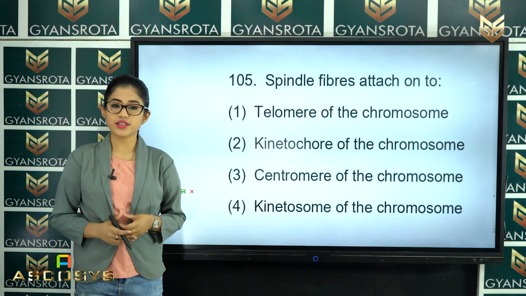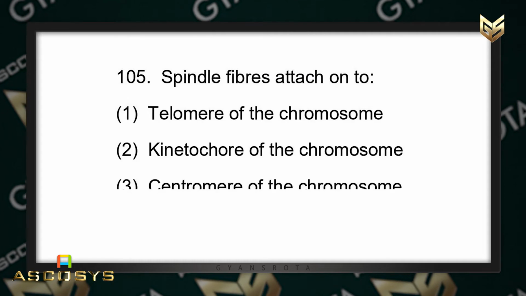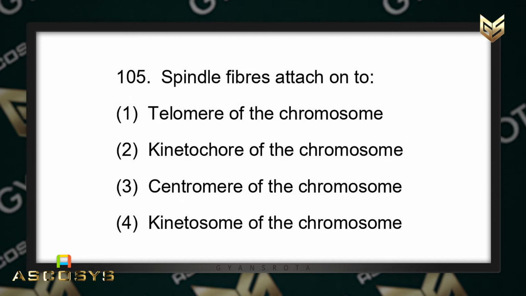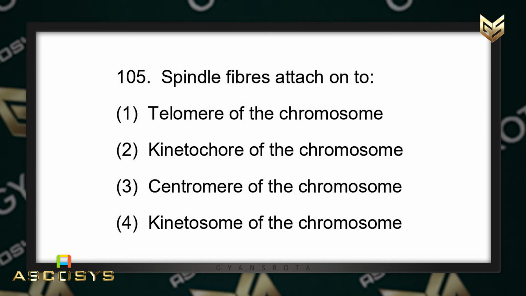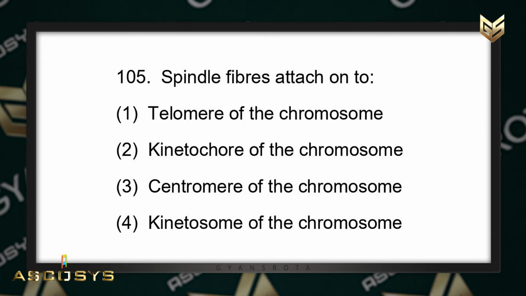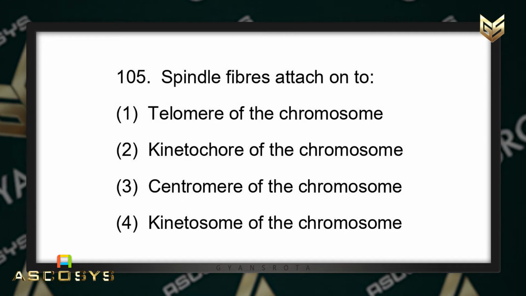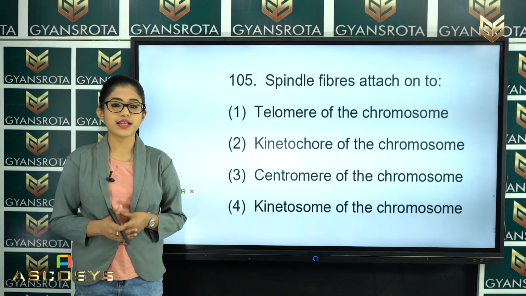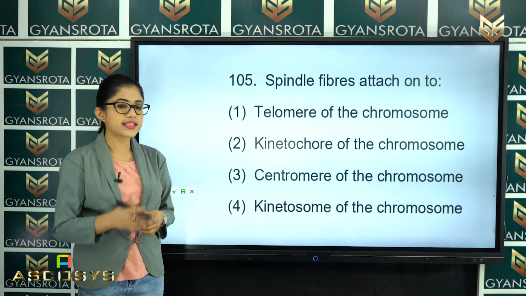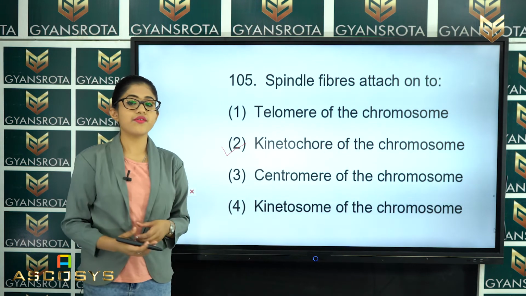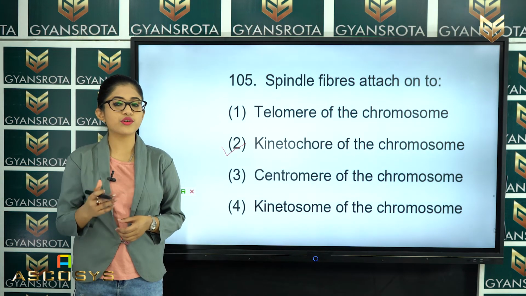Now the next question is question number 105. Spindle fibers attach onto, there are 4 options given, telomere of the chromosome, or kinetochore of the chromosome, or centromere of the chromosome, or chromosome of the chromosomes. Well, this is a very common answer. What is the correct answer? That is the option number 2. That we have discussed in the chapter Cell, the Unit of Life.